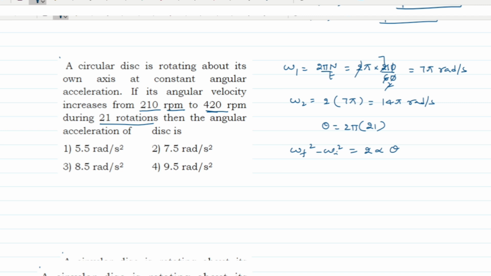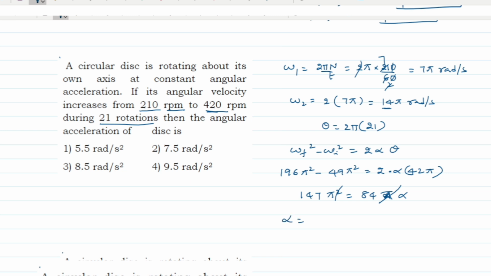Omega final is 14 pi whole square, which is 196 pi square, minus omega initial, 7 pi square, which is 49 pi square, equal to 2 into alpha into theta, that is 42 pi. So 196 minus 49 is 147, so 147 pi square equals 84 pi into alpha, students. Here one pi gets cancelled.